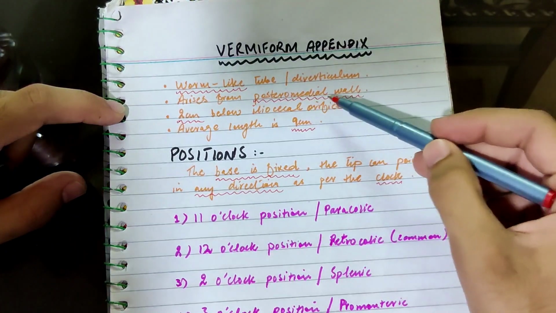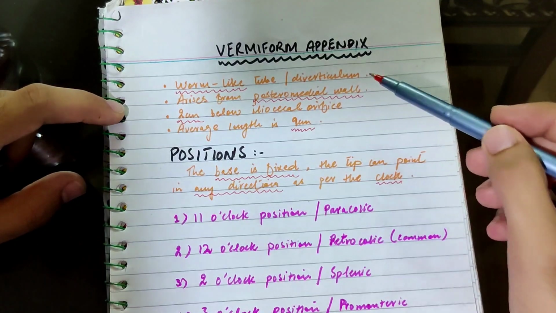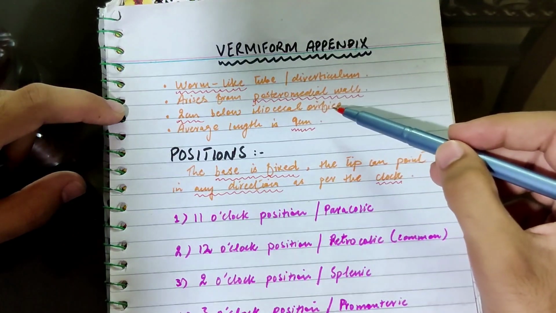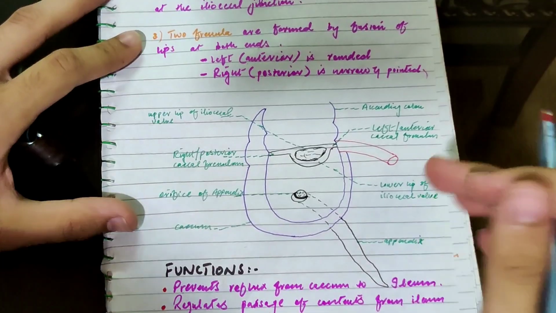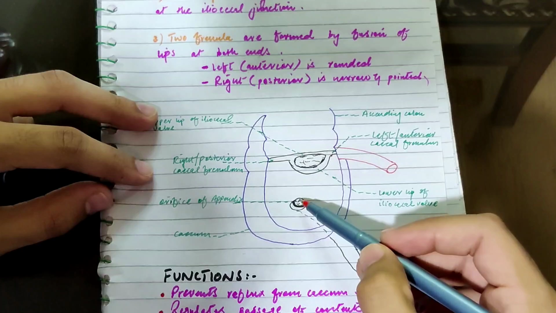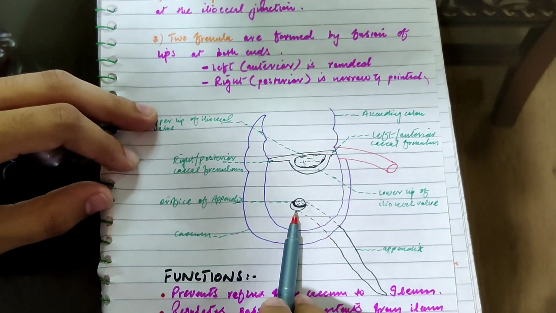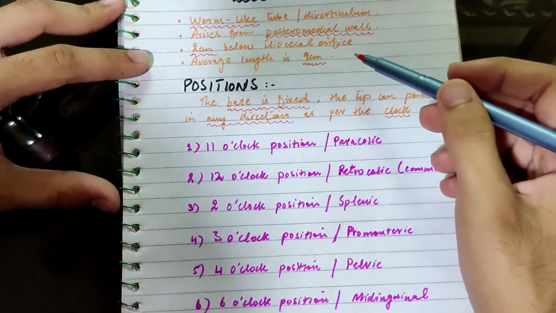It arises from the posterior medial wall on the posterior side and on the medial wall of our cecum, and it is basically 2 cm below the ileocecal orifice. I'll show this to you in a diagram. So this is the ileocecal valve which we were talking about, and below 2 cm of the ileocecal valve we have the vermiform appendix.